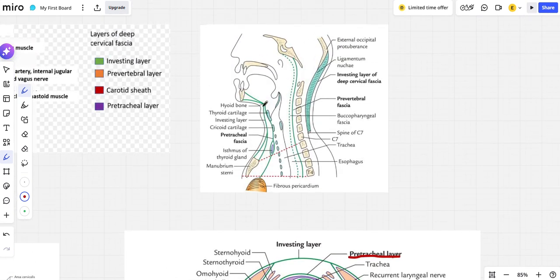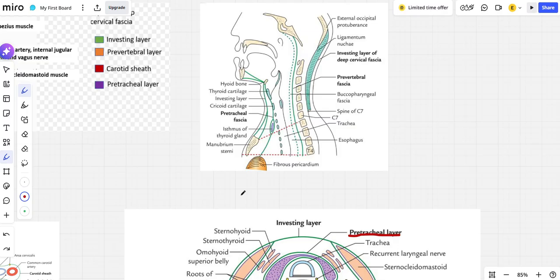So basically, can you see that this is your pretracheal fascia? So this pretracheal fascia is right in the front of the trachea and it closes off the thyroid gland and goes off to get continued as the fibrous pericardium. It blends with the fibrous pericardium here, right? So a neck infection can travel through this fascial plane right inside the superior mediastinum, right?